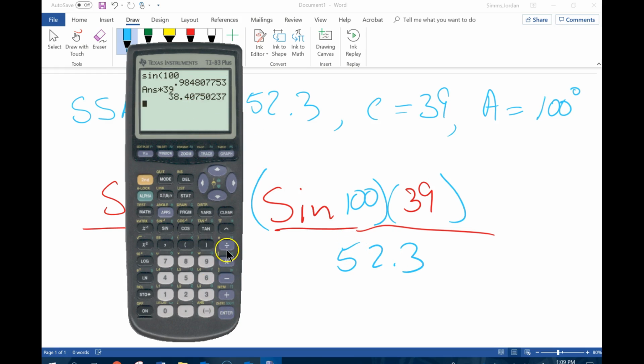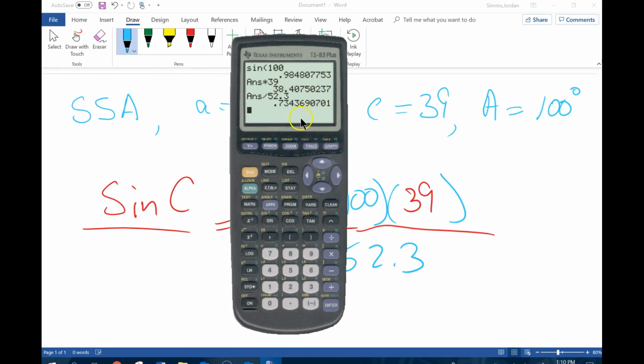But then lastly, I'm just going to hit divide now. Again, it's just going to copy and paste my previous answer in, and I'll divide that by 52.3. Now I know this makes sense what I'm doing here, but that's where we get so far. So this just keeps the calculator from multiplying 100 by 39 or dividing stuff first or doing any kind of crazy stuff that calculators do. So that's our answer. So basically, we know that sine C equals this decimal right here.